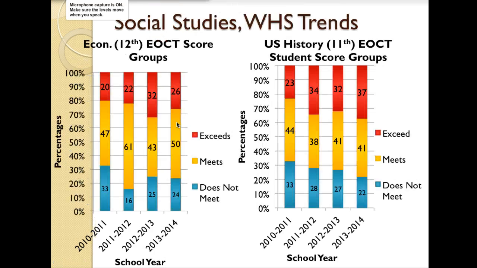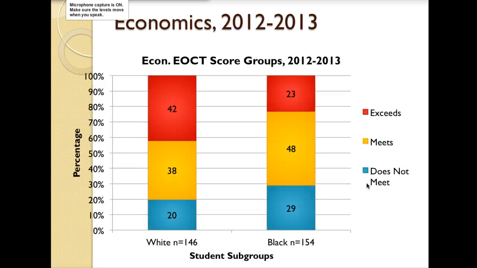As we look at our breakdown of exceeds, meets, and does not meets, you kind of see the same thing here in economics, up and down between our meets and does not meets and exceeds. But over here in U.S. history, we have a consistent increase in exceeds, a consistent decrease in does not meet. We do have an achievement gap here between our white and our African American students in economics. You'll see as far as does not meet, only 20% of our white students did not meet standards, whereas 29% of our black students did not meet standards.